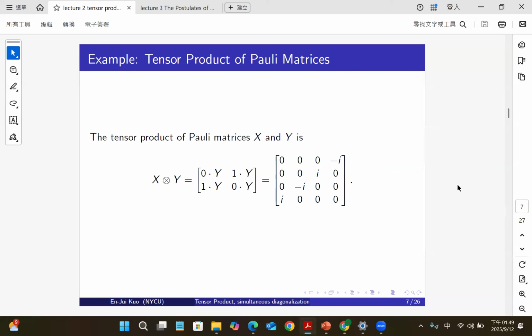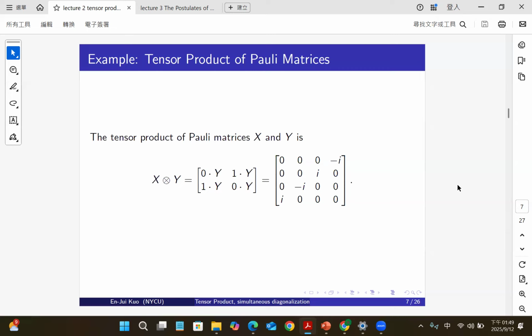Okay. And so another example is that you can also compute the tensor product between the Pauli x and y. Remember x is 0 1 1 0. So if you compute the tensor product x tensor y, you just put 0 1 1 0 and y with the Pauli. And you know y is 0 minus i, i 0, so you just plug it in.